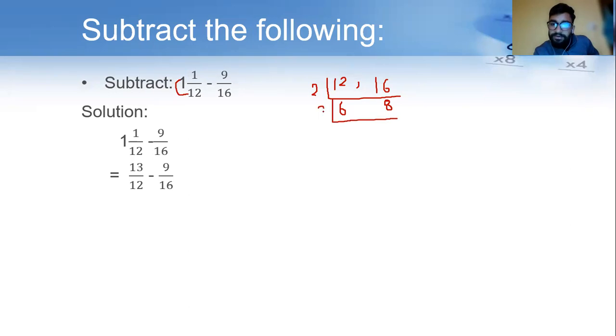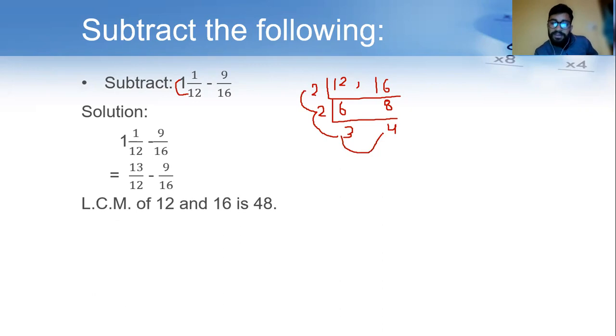So now again divide both of them by 2. 2 3s are 6, 2 4s are 8. Now can we divide both of them by the same number? No. So multiply them. 2 2s are 4, 4 3s are 12, 12 4s are 48. That means LCM is 48.